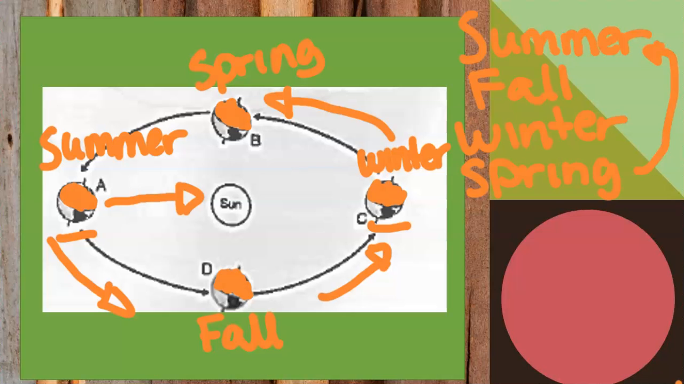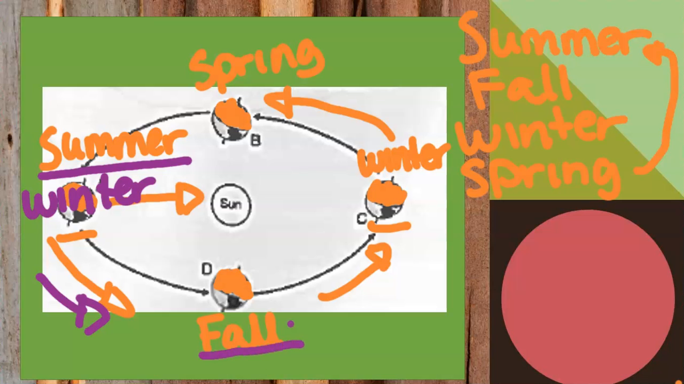Okay, if we're looking at the southern hemisphere, we would still want to go through and identify the northern hemisphere. And then whatever is occurring in the northern hemisphere, the opposite will occur in the southern hemisphere. So for position A, the southern hemisphere is experiencing winter because they're getting indirect light, and so it's not going to be as warm in the southern hemisphere. Okay, going counterclockwise for the southern hemisphere.